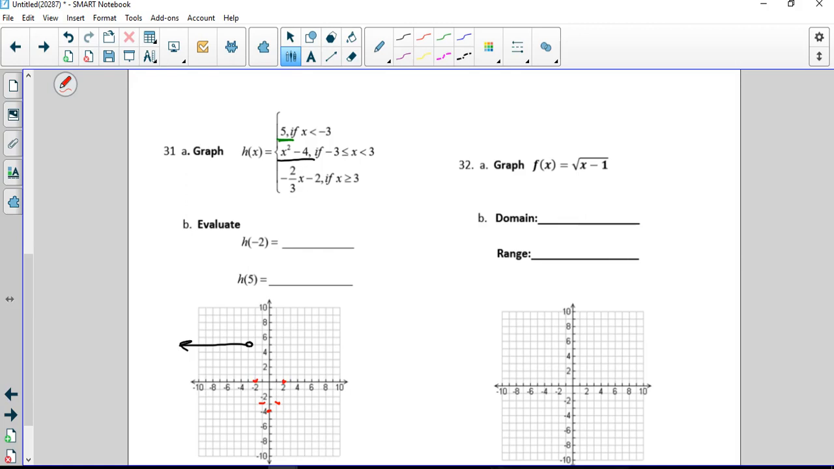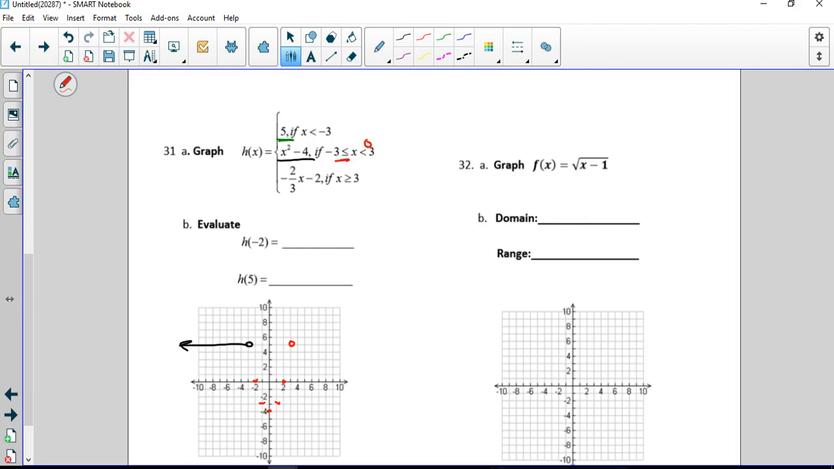And now here's the thing I got to pay attention to. Am I going to put open dots or solid dots? Well, on the positive 3, 3, 5, it's going to be an open dot. And the negative 3, 5, it's going to be a solid dot.